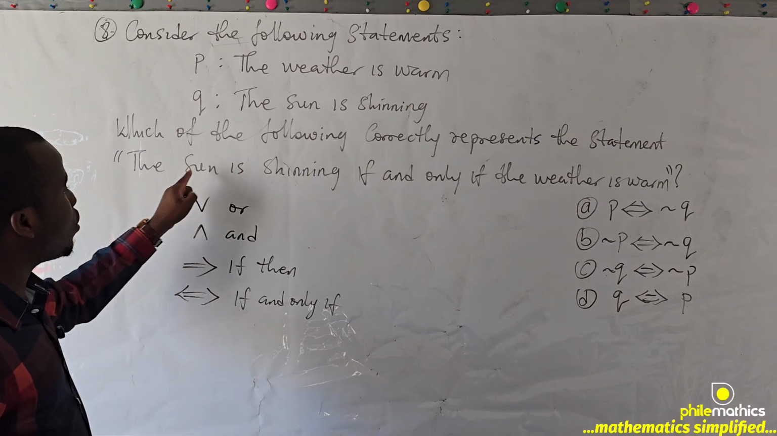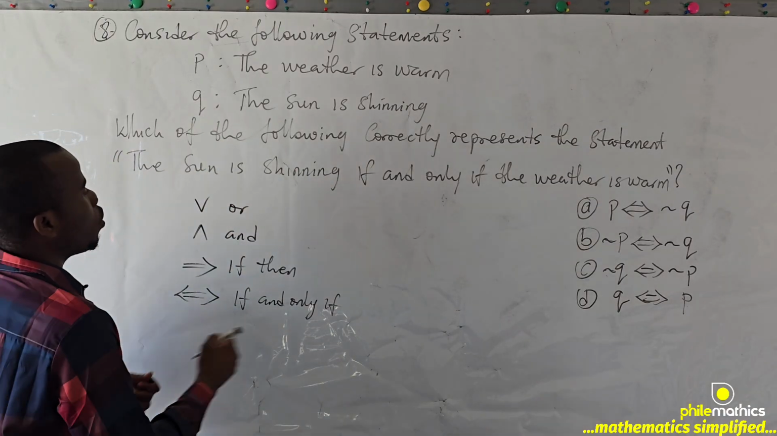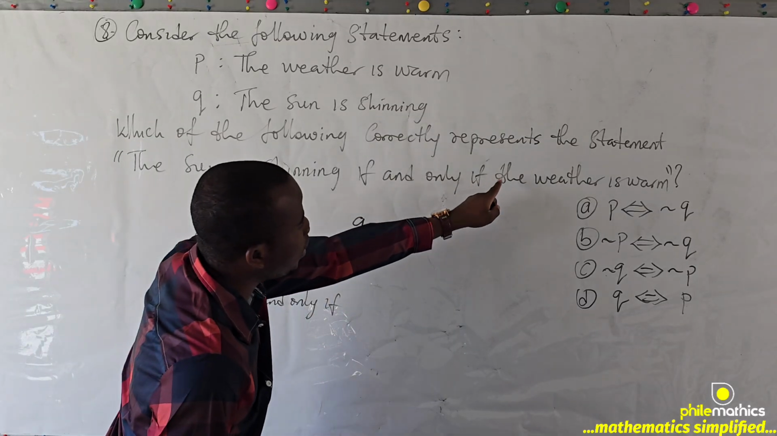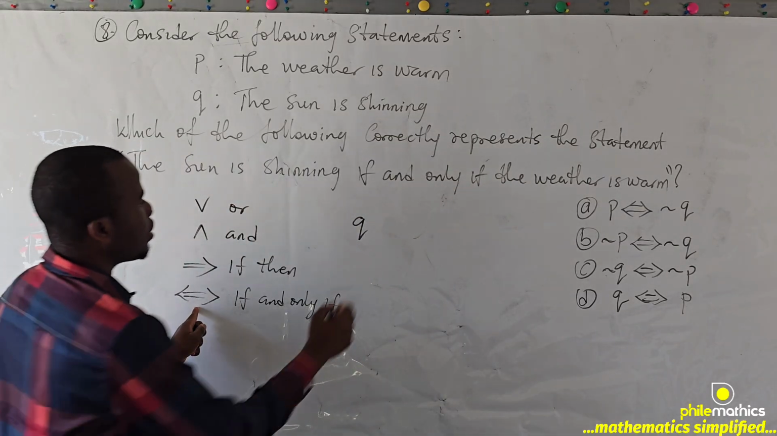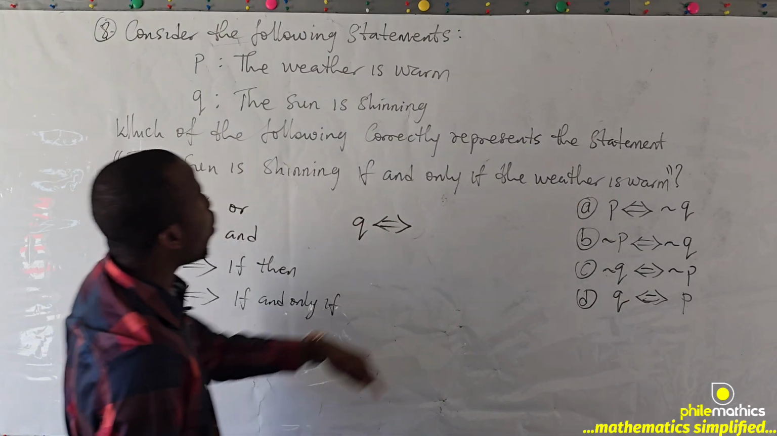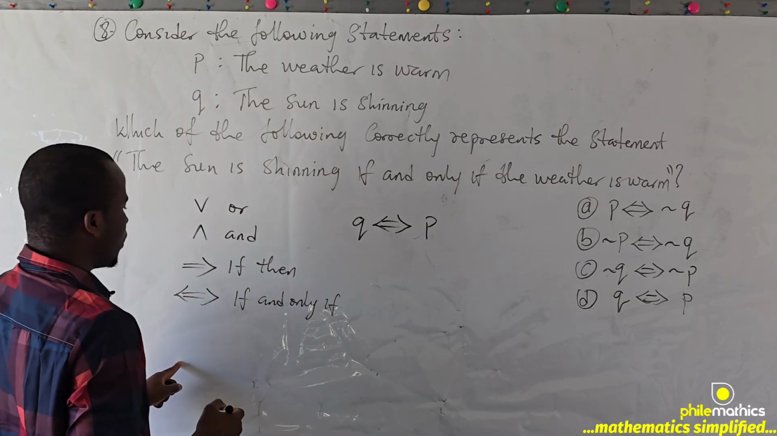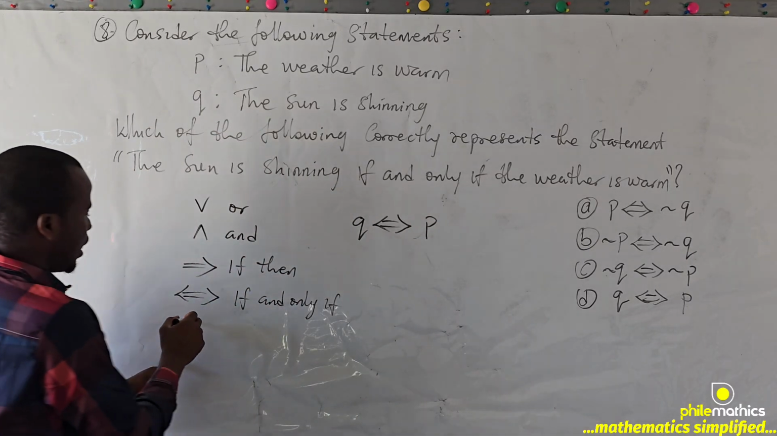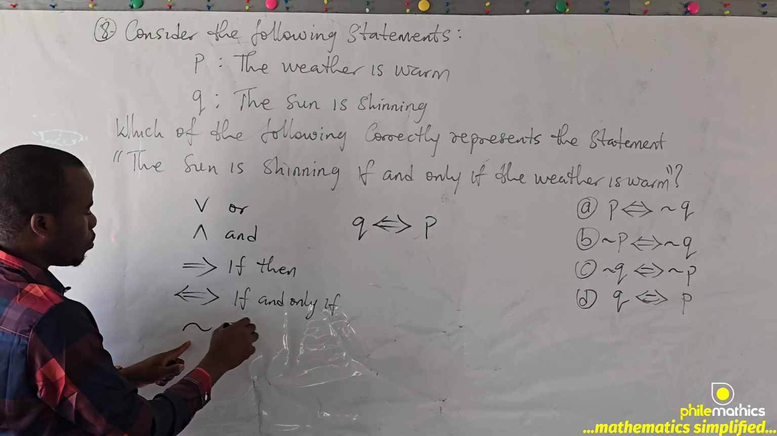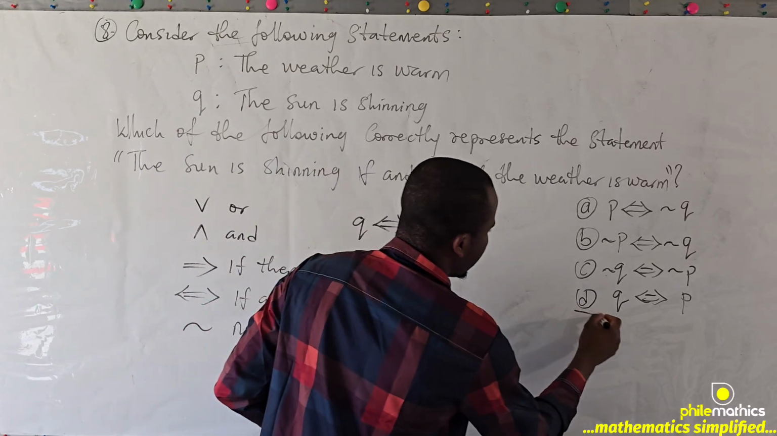So the sun is shining, which is Q, if and only if, which is this, the weather is warm, which is P. There's another one called not. This is not. So the correct answer for this is D.